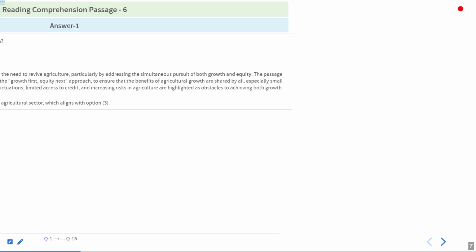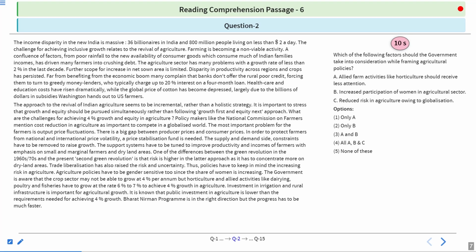I hope you understood. The next question is: which of the following factors should the government take into consideration while framing agriculture policies? A, allied farm activities like horticulture should receive less attention. B, increased participation of women in agriculture sector. C, reduce risk in agriculture owing to globalization. Options are only A, only B, A and B, all of A, B, C, and none of these. You have 10 seconds to choose one of these.